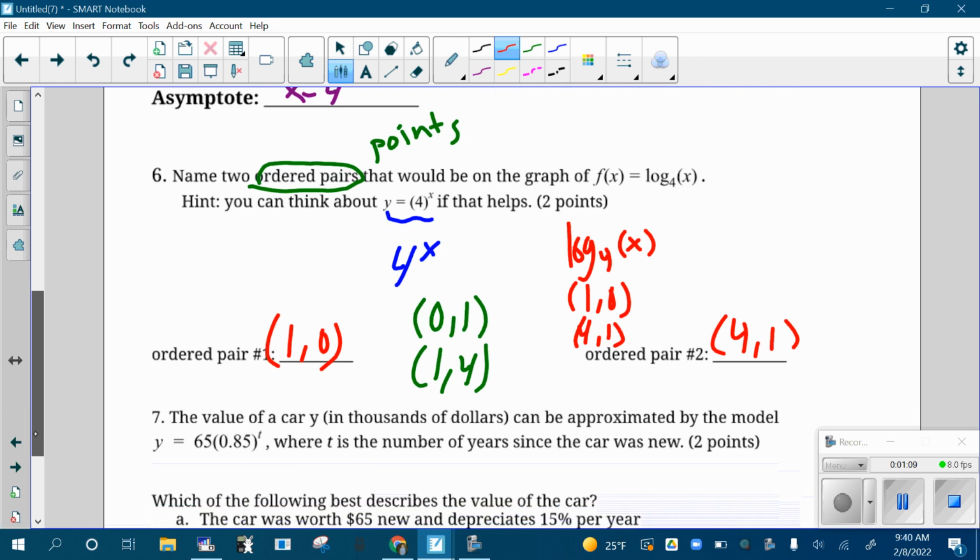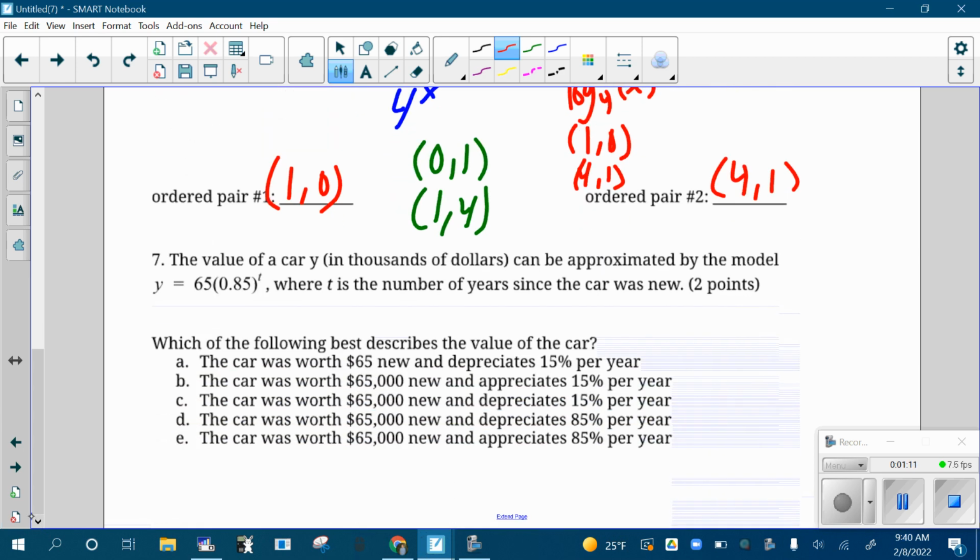Okay? 7 is where we start diving into the word problems. Okay? So take a second and read this if you haven't already. Here's our model. Remember that when we're looking at one of these models, this is the starting amount, and this tells us the growth or decay rate. Okay? In this case, my starting amount is 65, but be careful that Y is measured in thousands of dollars.